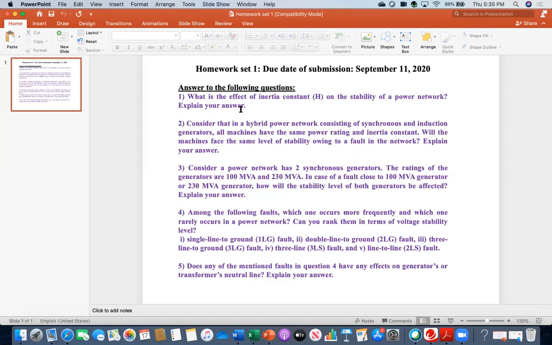The first question is, what is the effect of inertia constant H on the stability of a power network? Explain your answer. Most of you have written properly. The higher the inertia constant, the better the stability. This means when a machine has, for example, H equal to 5 seconds versus when a machine has H equal to 2 seconds, definitely when the machine inertia is low, that machine will get upset very fast. All voltage, speed, frequency response, everything will be much more oscillating, much more deviating, because that has less inertia.